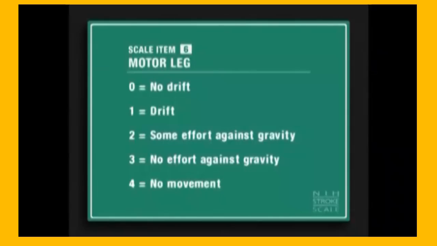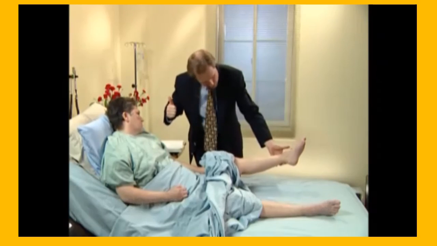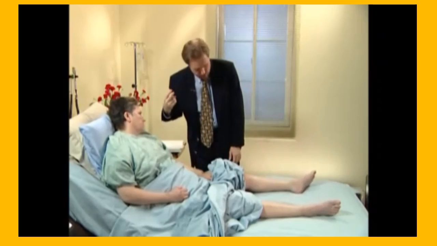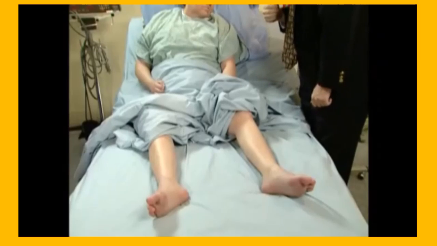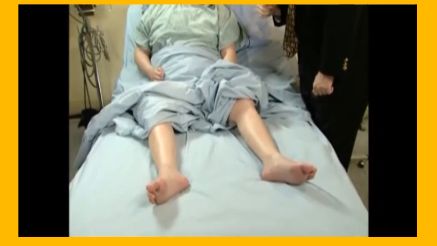Okay. Score a 4 if the patient is unable to make voluntary movements. Hold that leg up. Hold your leg up. Hold the leg up. 1, 2. Can you move it at all? Can you move that leg? Try moving that leg for me.